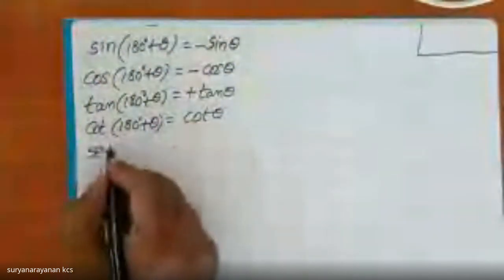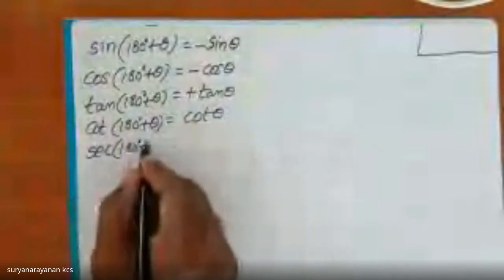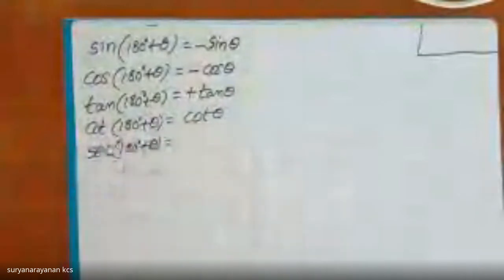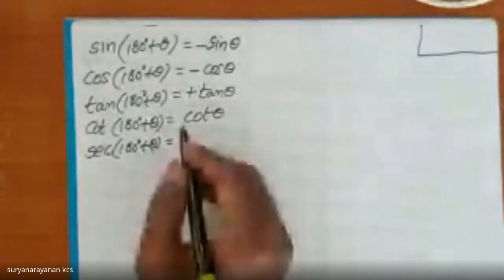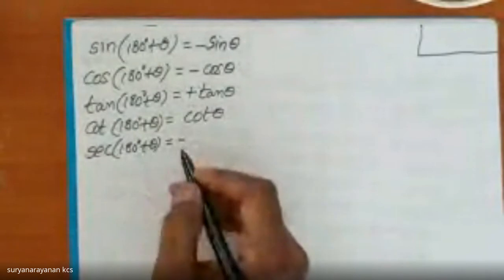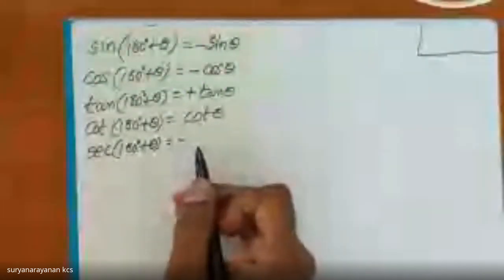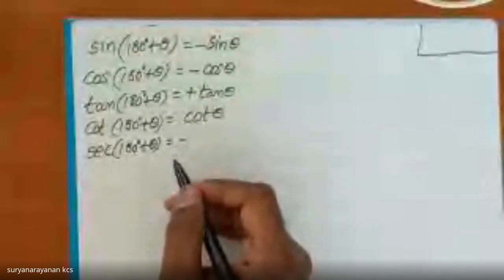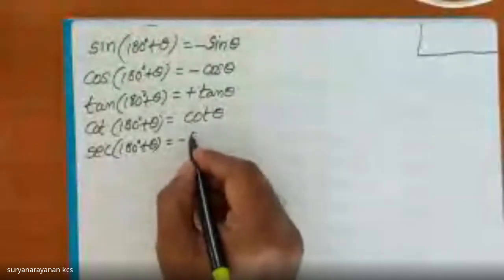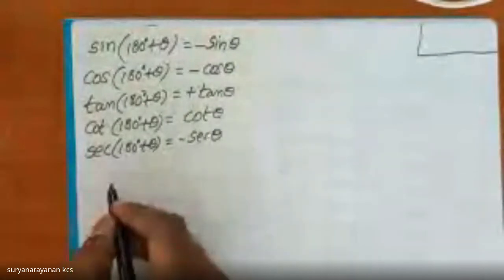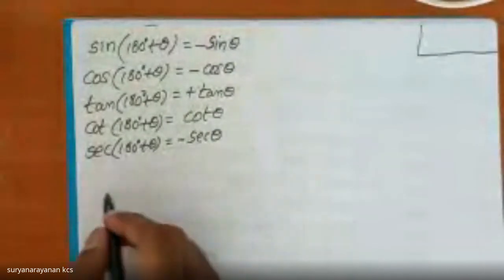Okay. Secant 180 degrees plus theta. Tell me the value of secant 180 degrees plus theta. Yes, very good, Rexline. Ria, very good. Percy, very good. Catherine, minus secant theta. Please remember these steps, my dear children.